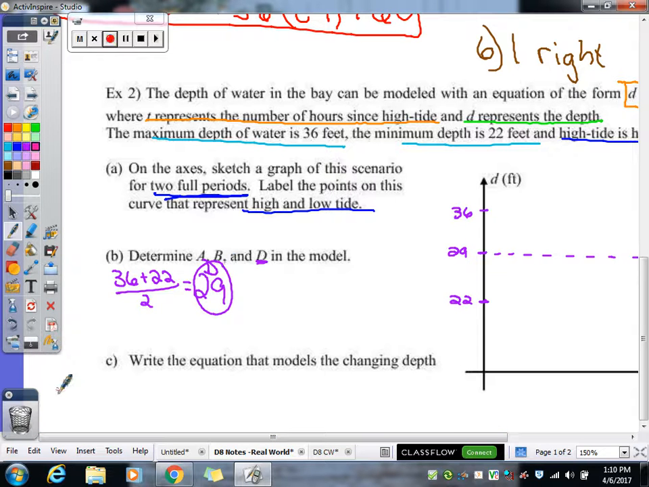So now next, let's find our A value. For the A value, our midline is at 29 right here. Our highest is 36. So how far apart are those? So our A is a 7.